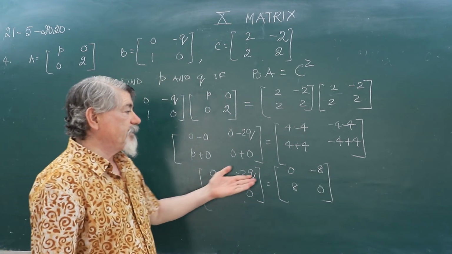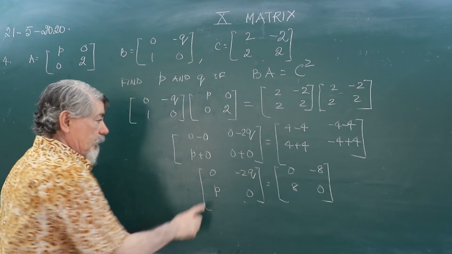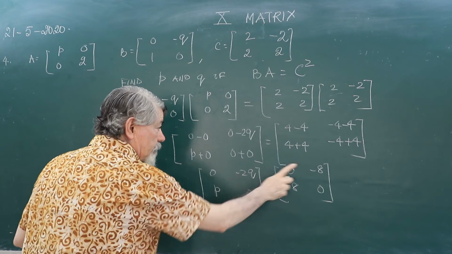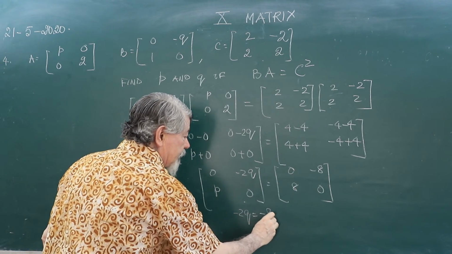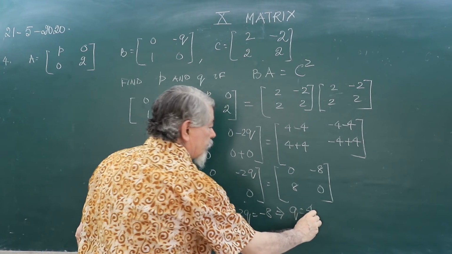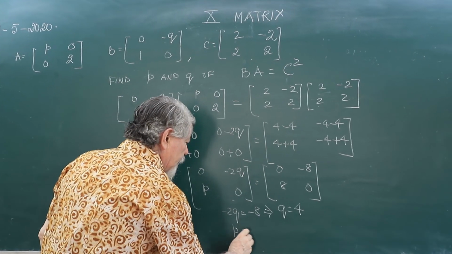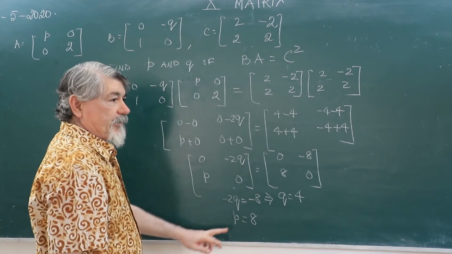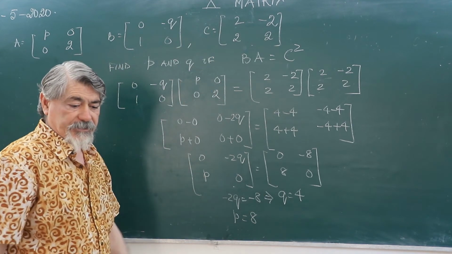So the two matrices can only be equal if their corresponding elements are equal. 0 is equal to 0, minus 2Q is equal to minus 8 will imply Q is equal to 4. P will be equal to 8. So P is 8 and Q is 4 according to this condition.